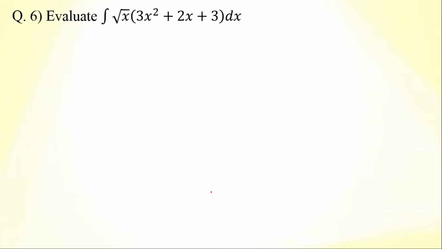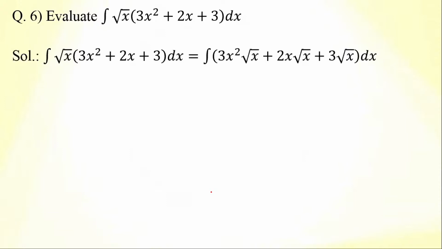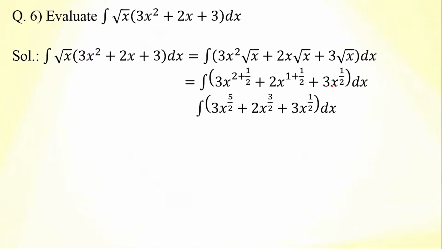This is the next question. Now this root x is being multiplied to another function, which is 3x square plus 2x plus 3. So multiply them actually like this and deal with powers of x, means exponents of x. So bases are same, so you can easily add all the powers. Like this becomes x to the power 2 plus half. Second term will become x to the power 1 plus half. Third term will become x to the power half.